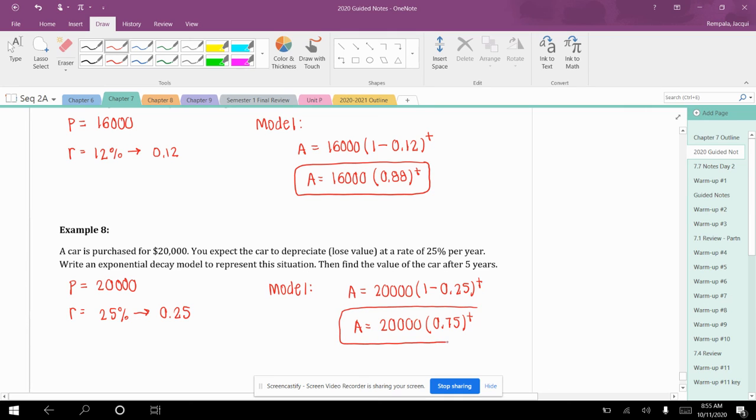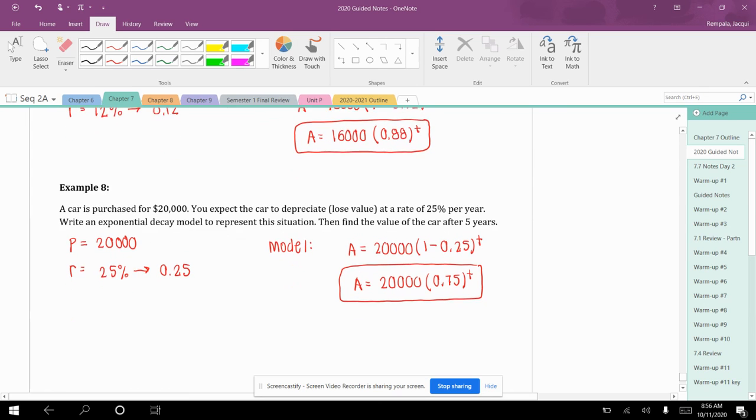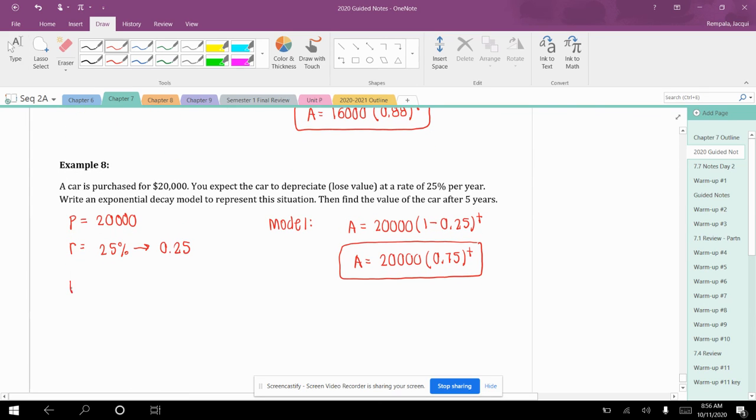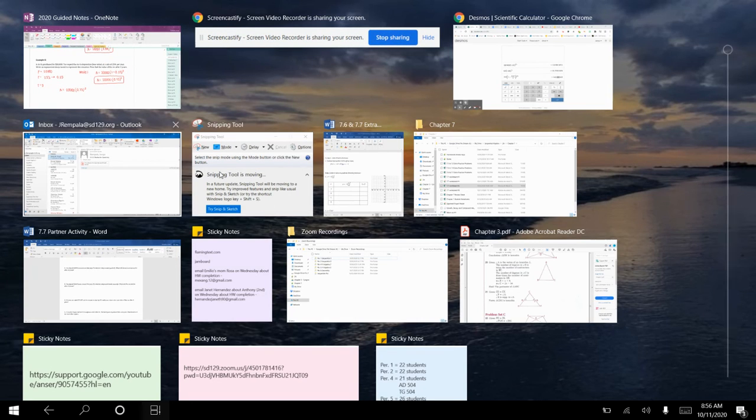So here's the first half of our answer. There's our model. Now it's saying to find the value of the car after 5 years. So now I know that t equals 5. So we're going to have A equals 20,000 and then in parentheses 0.75, raised to the power of 5. All right, so let's go to our calculator and let's plug this in.